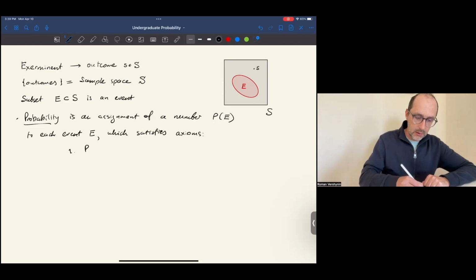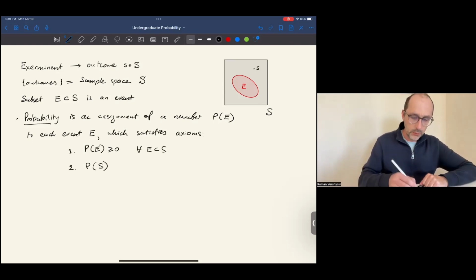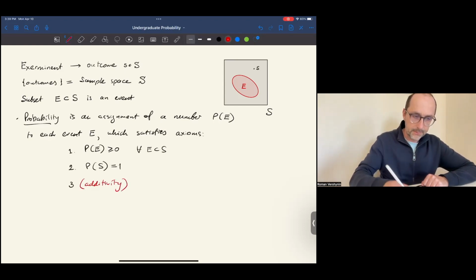First, the probability of any event is a non-negative number. Second, the probability of the entire sample space, probability that some outcome happens, is always 1. And the third axiom is called the additivity axiom.